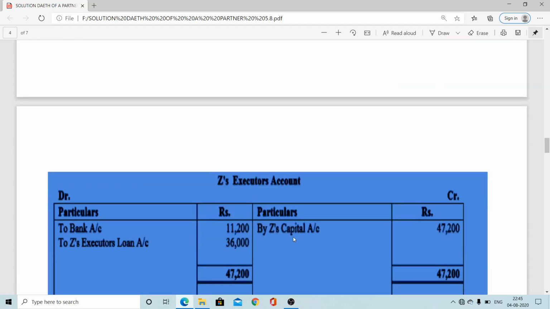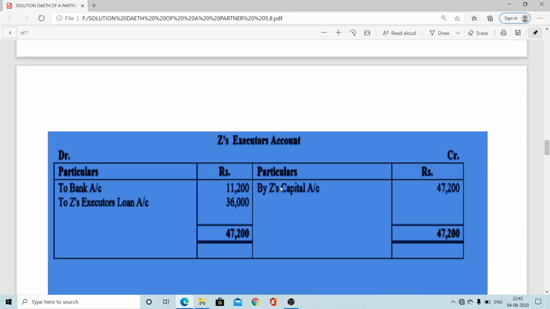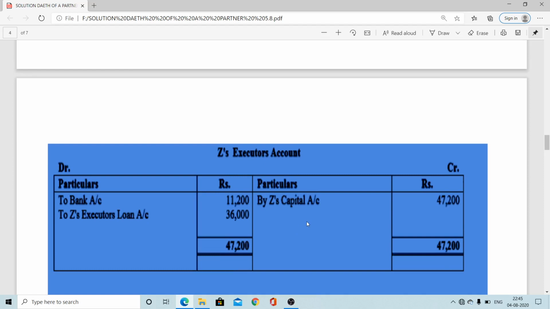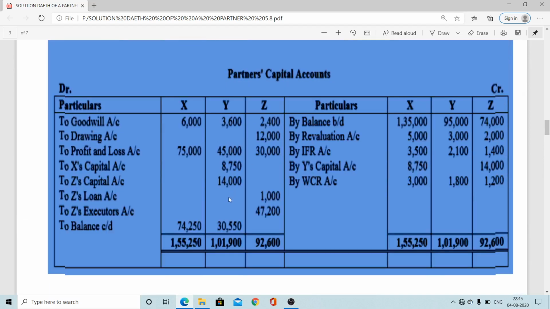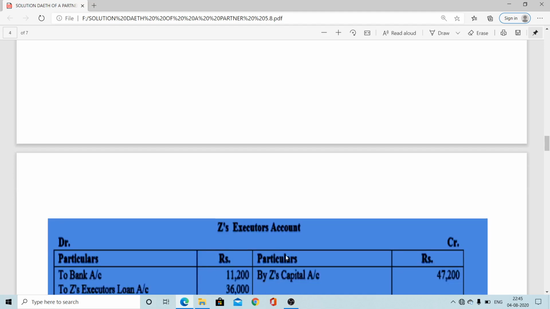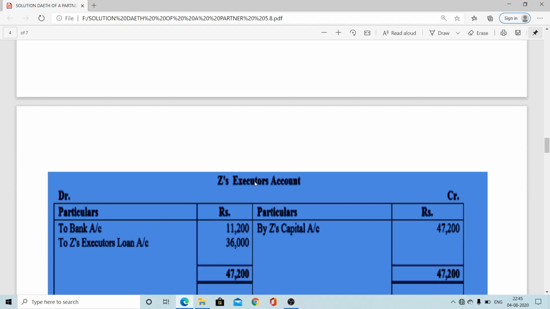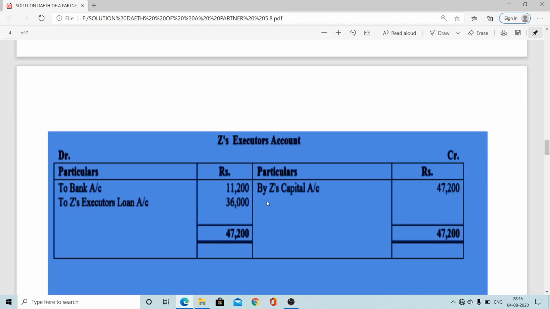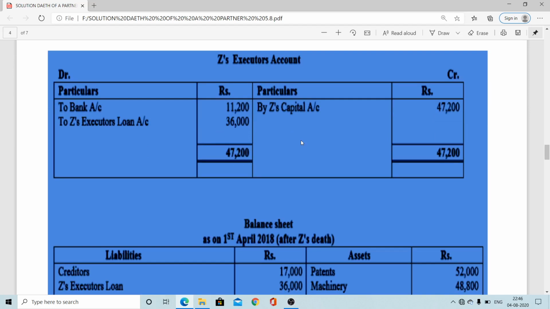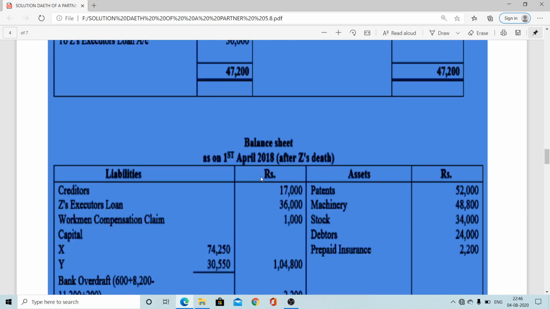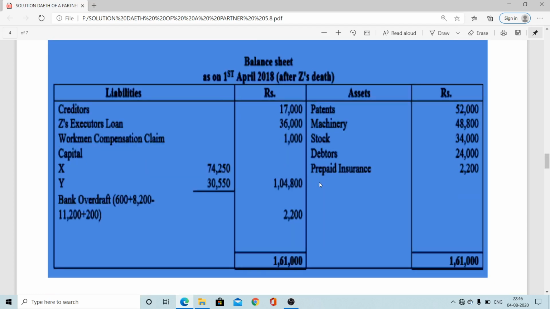Just for last information, though it is not important for our exam because presently it is excluded, I have shown only this sum: Z executor, coming from Z capital to Z executor account. The file will open here by Z capital for 47,200, and then immediately payment made from Z executor to bank 11,200, the remainder to be transferred to Z executor loan. So that way you can open the executor account, but this is not important for our exam because it is excluded from the present syllabus.